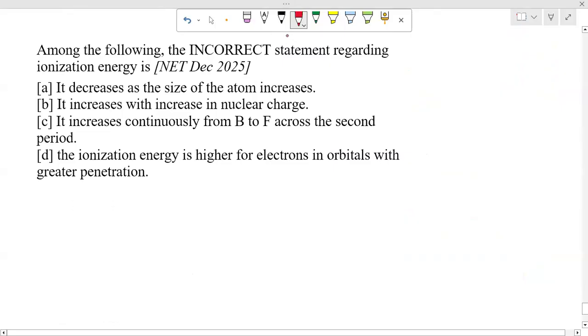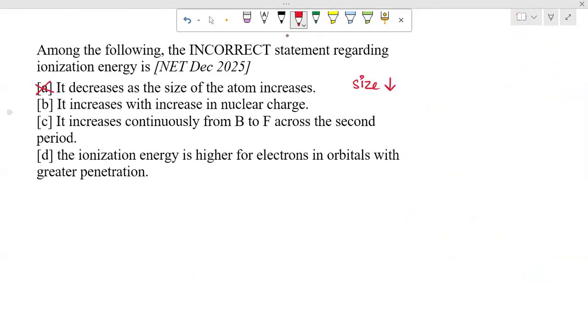Last question. Among the following, the incorrect statement regarding the ionization energies. It decreases with the size of the atom. No. As your size decreases, ionization energy increases. The question is to find the incorrect one, okay? So this is correct. As the size is reduced, ionization energy will increase. That is true. So it's not incorrect.